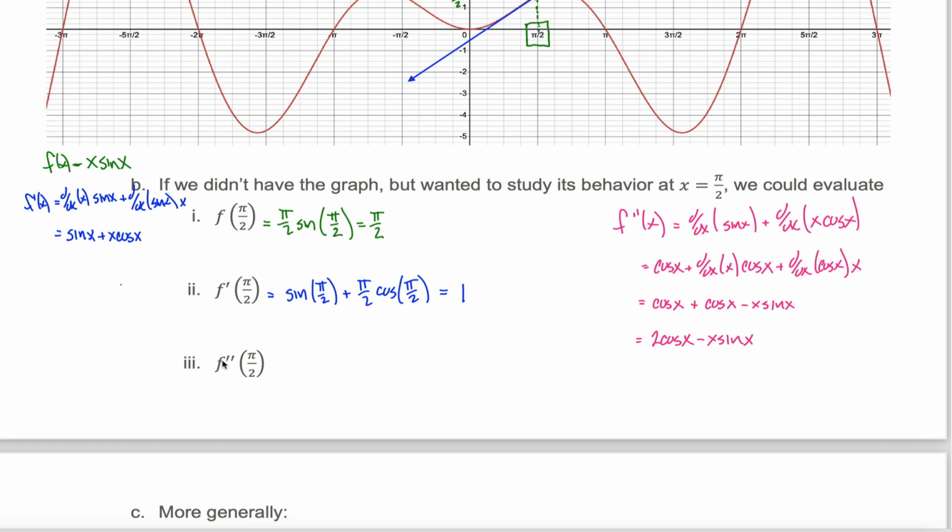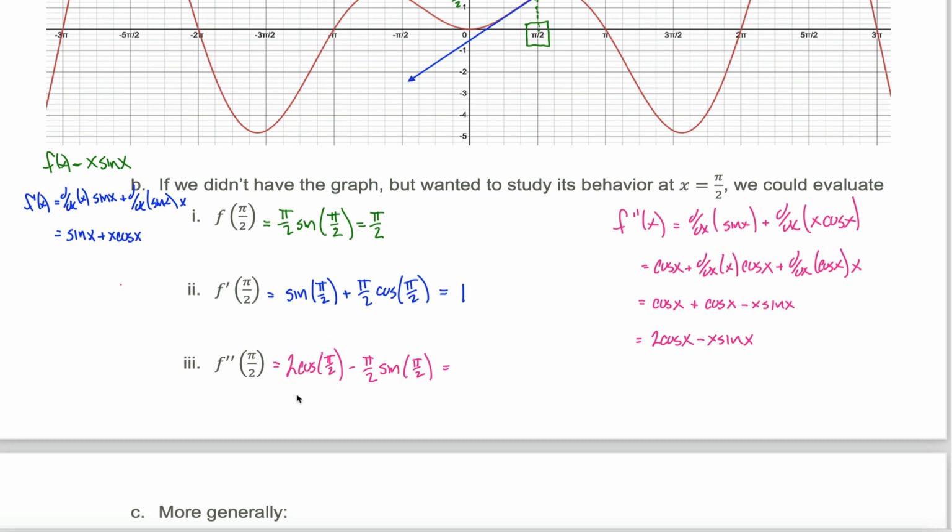Now that we know our second derivative, we can evaluate it at pi over 2 by copying exactly what we see here, except changing all the x's into pi over 2's. We get 2 times the cosine of pi over 2 minus pi over 2 times the sine of pi over 2. Due to the fact that the cosine of pi over 2 just equals 0, this is going to simplify really nicely.